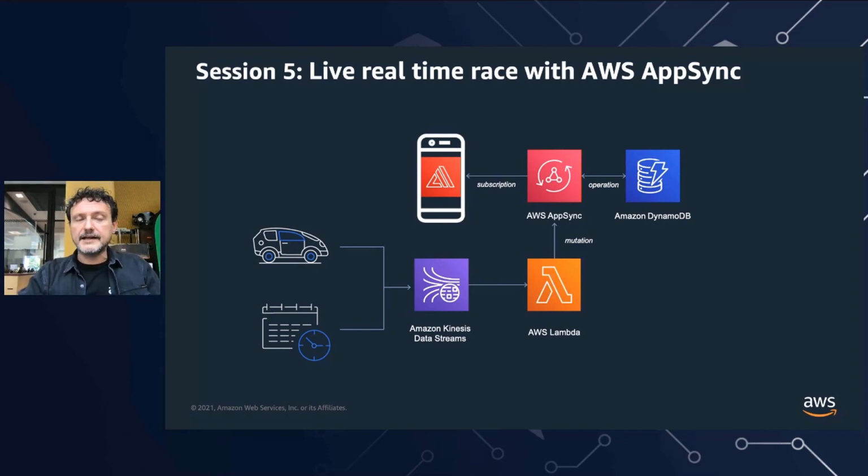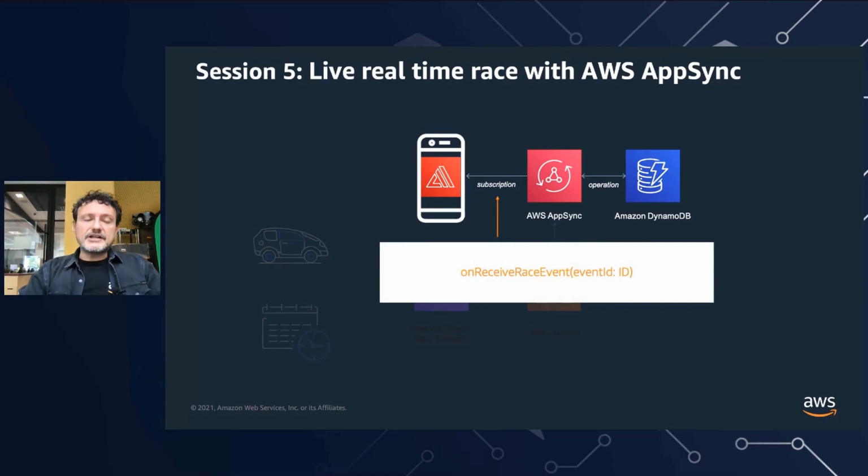All this data that is sent back to our end users through the subscriptions is also stored in a DynamoDB table through a mutation invoked by the Lambda function against AppSync, and then AppSync will provide the right operation, so a put item in this specific use case, against the DynamoDB table to store data, so we can query historical data later on.